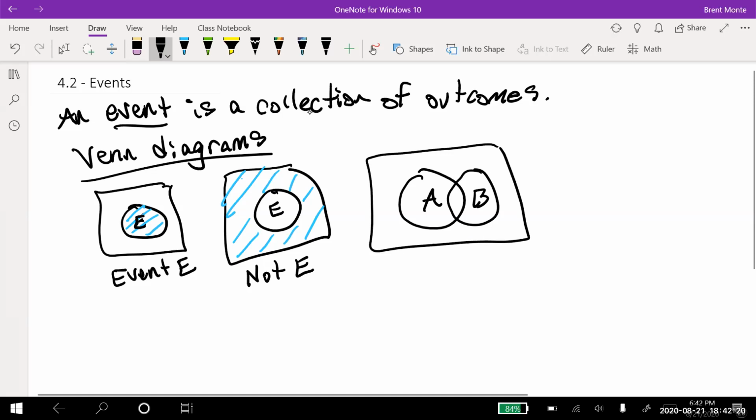Now, if we're talking about both A and B happening, that's just this little overlap right here. That overlap would be A and B. So A and B means A happens and B also happens. So let's write this over here. A and B, both A and B happen.